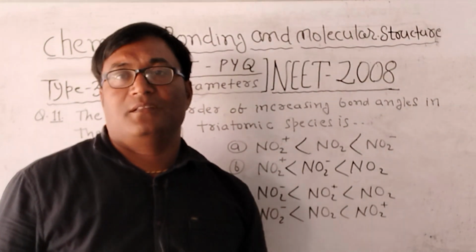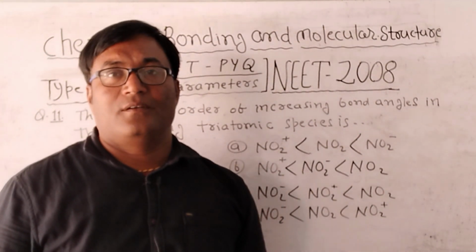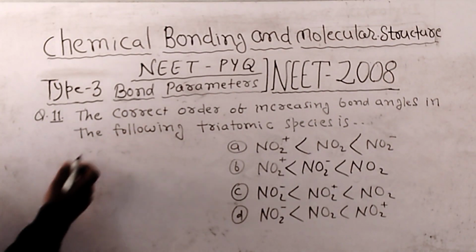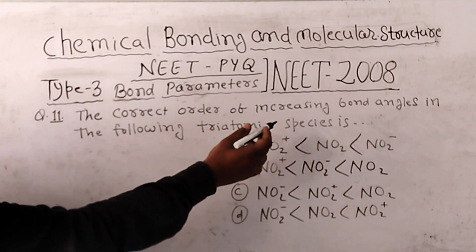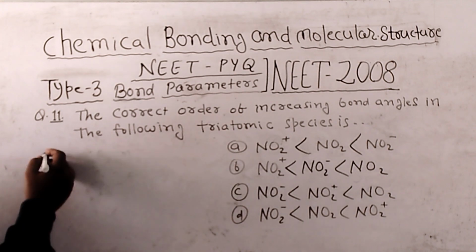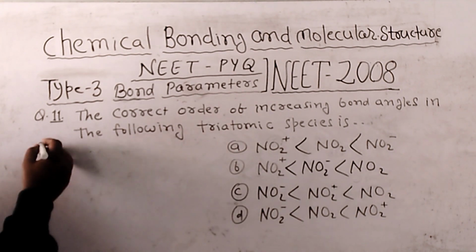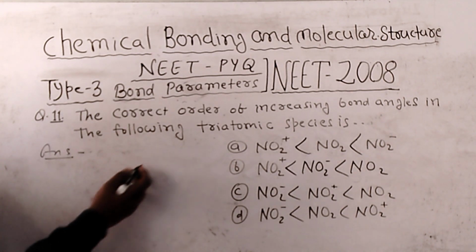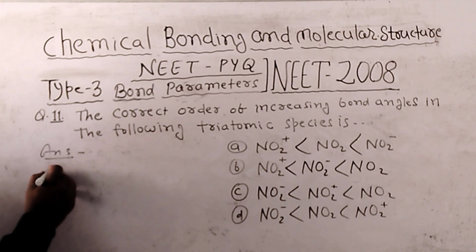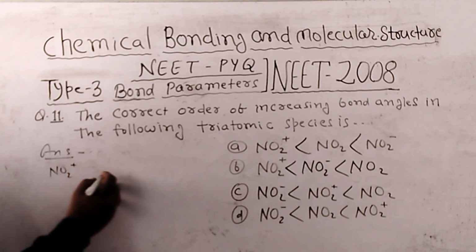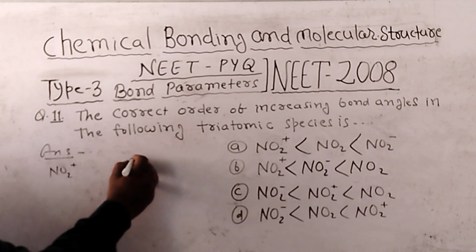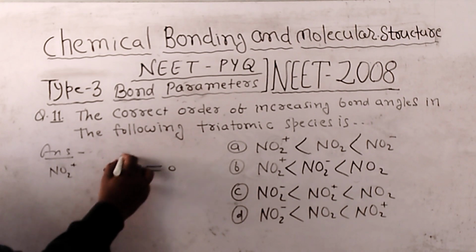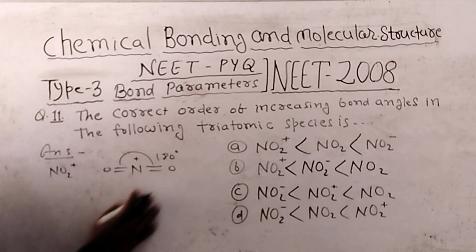Now question number 11 is based on calculation of order of bond angle. According to this question, the correct order of increasing bond angles in the following triatomic species is given in these options. In these options we can calculate the correct answer. In case of NO2 single positive, the structure of NO2+ is linear and bond angle is 180 degree.